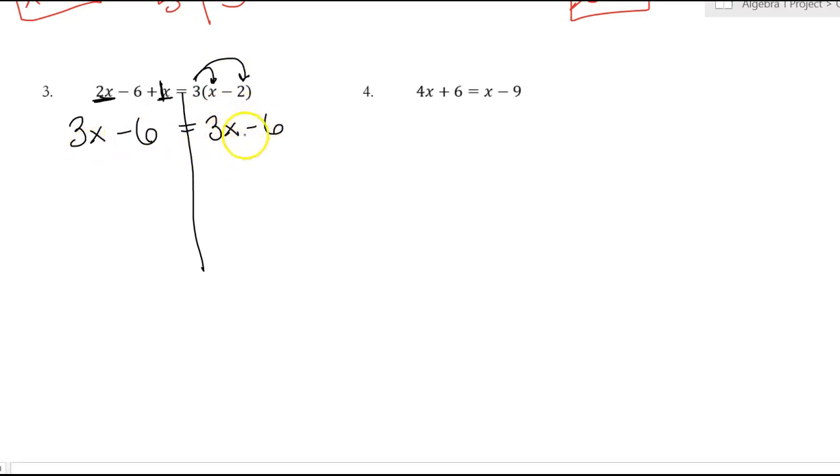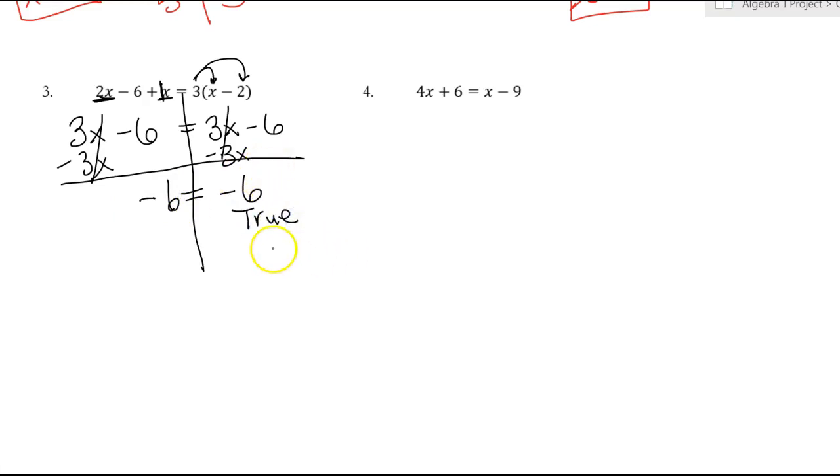Now I got 3x on both sides, so I'm going to minus my 3x underneath the x. And look, I got another one where they cross off. But this time I have negative 6 equals negative 6. That's a true statement. And so true statements are all reals. Infinite solutions. Anything I plug in will work.